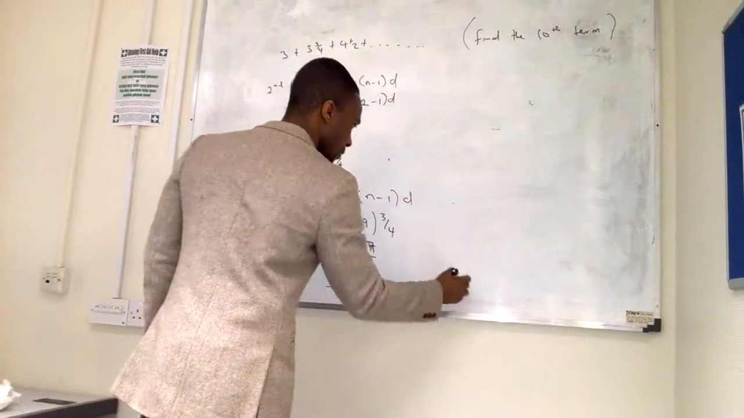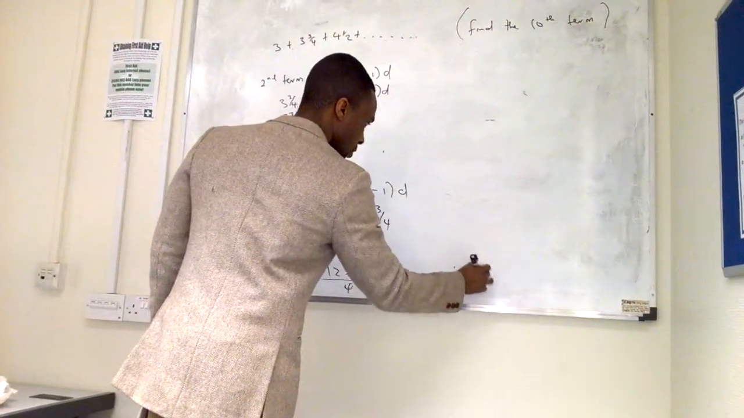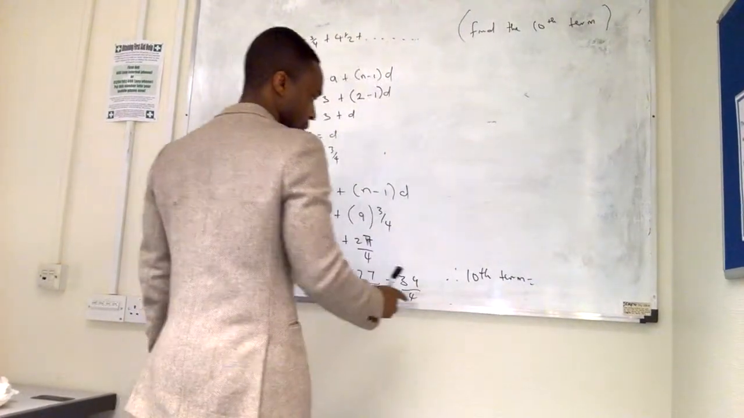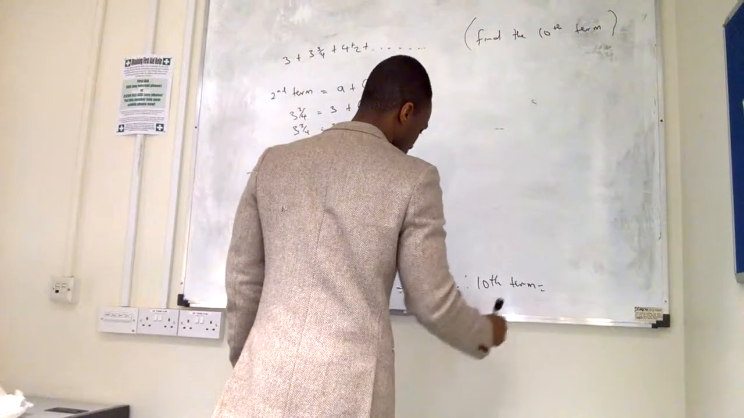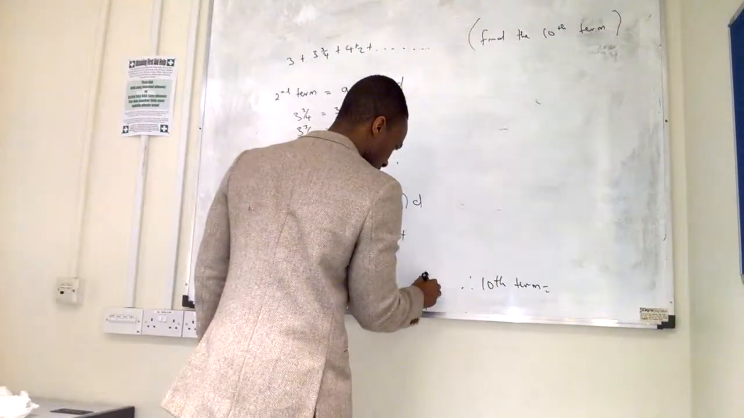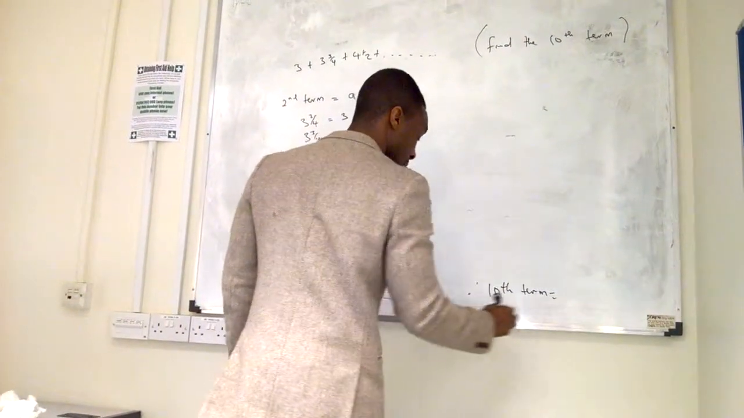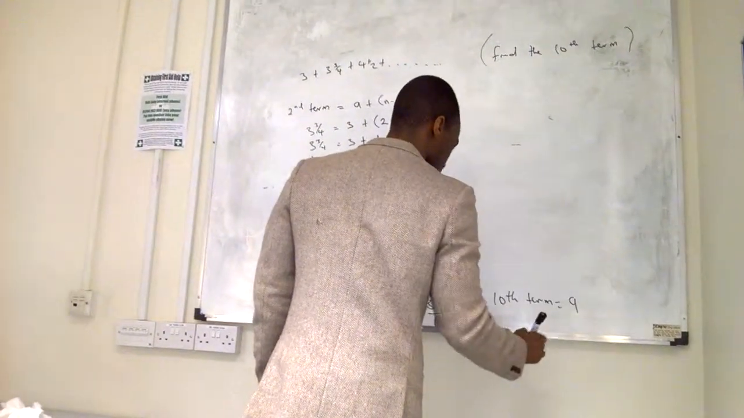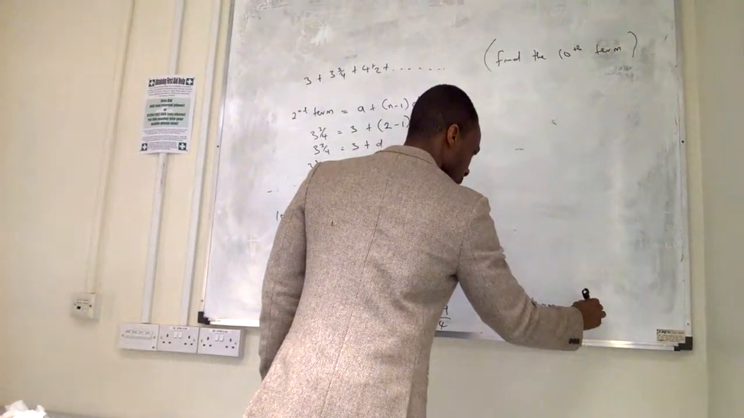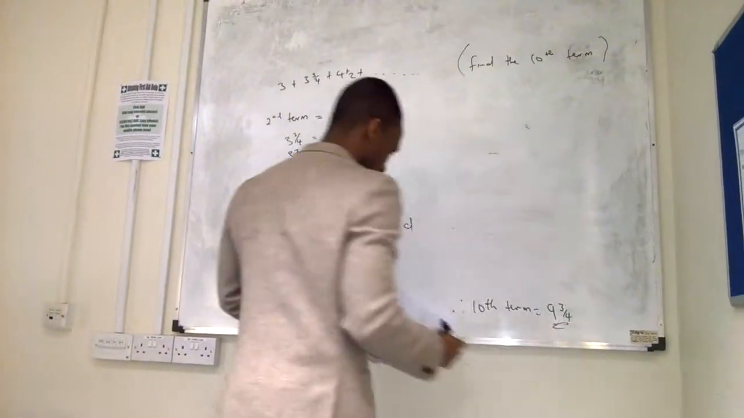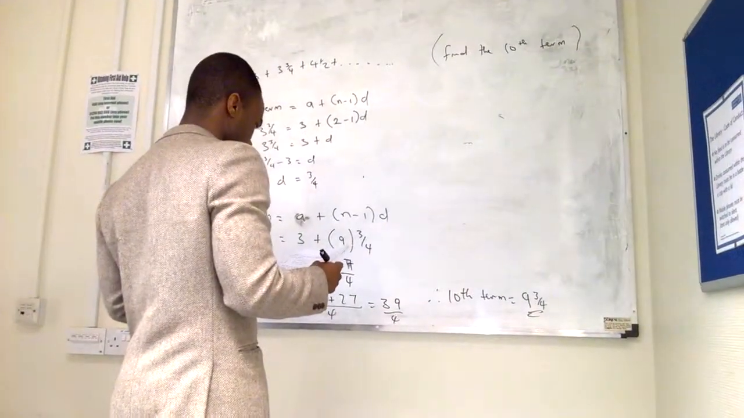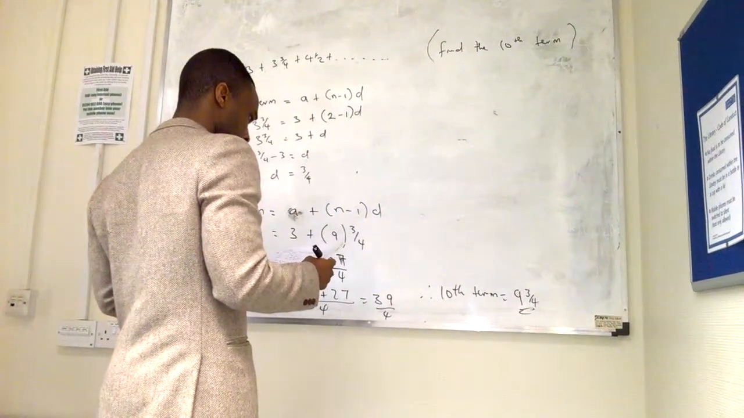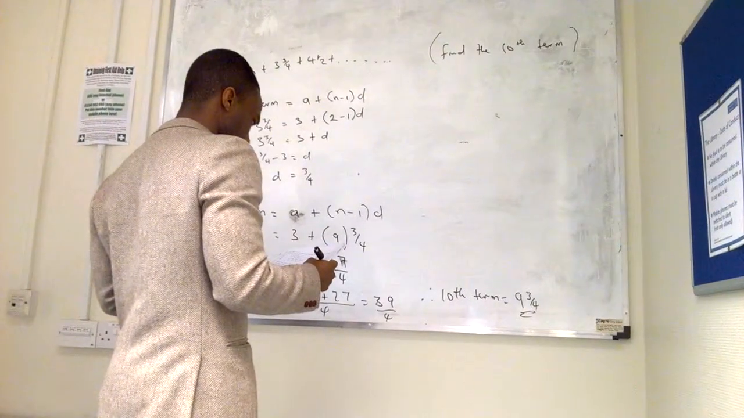So therefore the 10th term will be: how many 4s can you find in 39? 9. So 9 and 3 over 4. 9 times 4 is 36, plus 3.